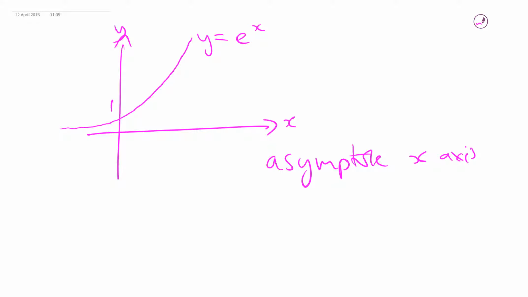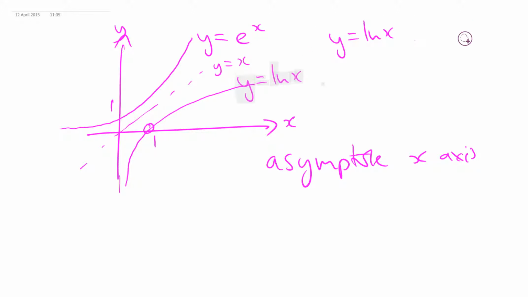It's been sort of reflected. Exactly, in the line y equals x. Because y equals ln x is the inverse function, and any inverse function is reflected. So it's going to have a reflected asymptote. Instead of the x-axis, the y-axis is the asymptote. Now it crosses at 1 over there on the x-axis instead of the y-axis. Nothing much more to it than that.